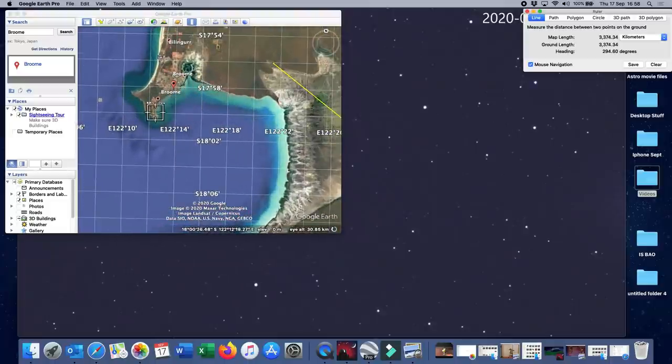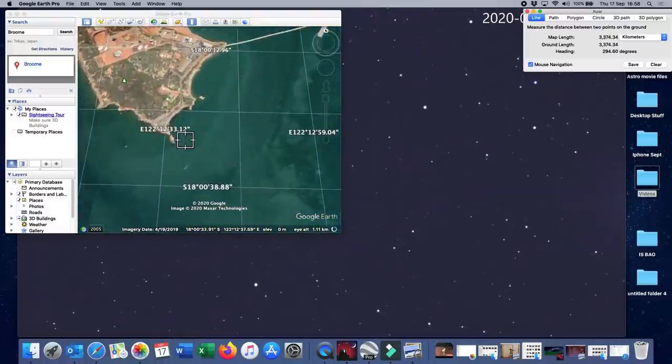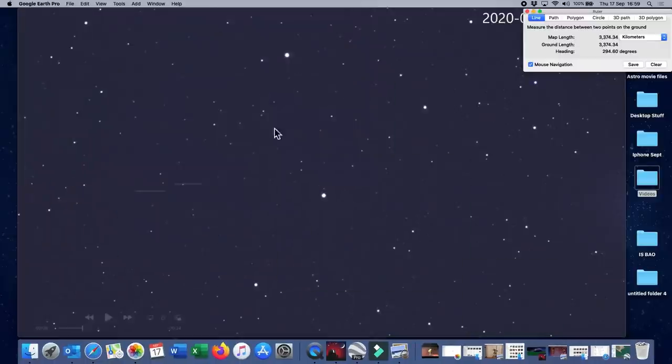There's Broome township, and I was just right down here on the point, well away from any light pollution. So in the time lapse, the satellites are extremely clear, and I was able to increase the exposure to 20 seconds and more.